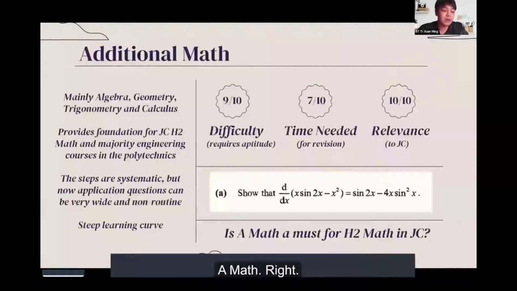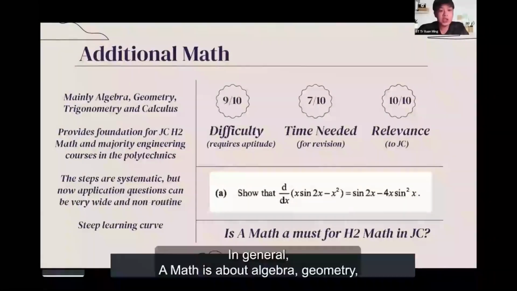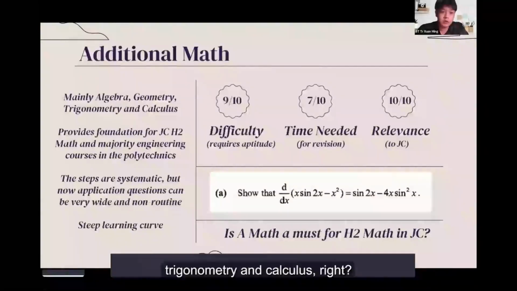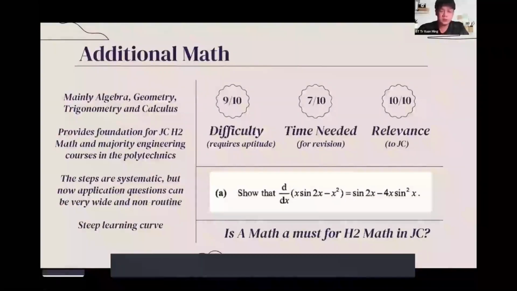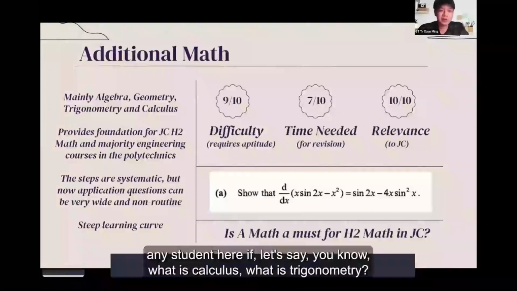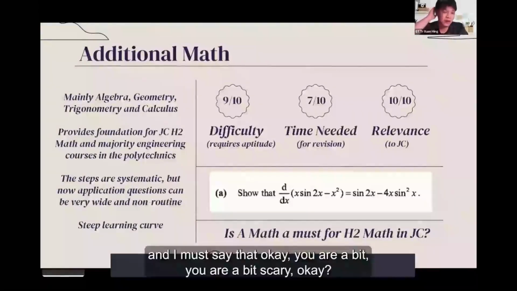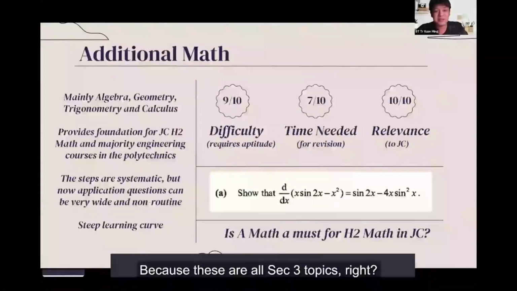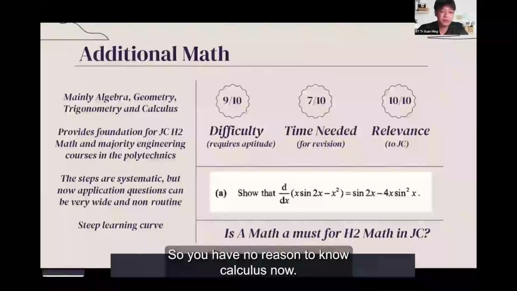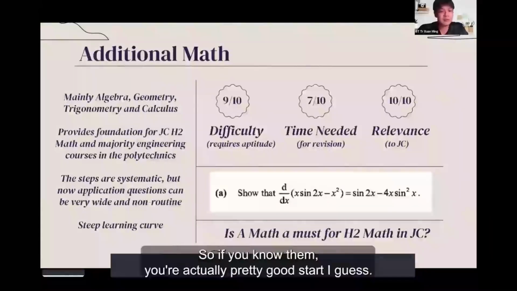So A-math, right? So what is A-math? In general, A-math is about algebra, geometry, trigonometry, and calculus, right? At this point in time, any student here, if you know what is calculus, what is trigonometry, I must say that you are a bit scary, because these are all Sec 3 topics, and they are additional math topics. So you have no reason to know calculus now. If you know them, you're actually a pretty good start, I guess.